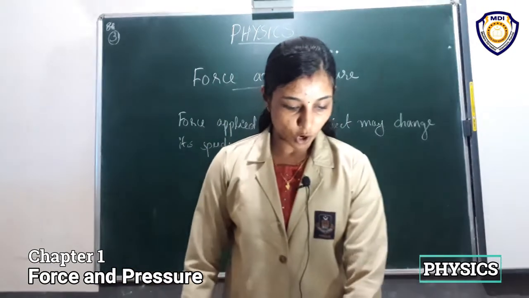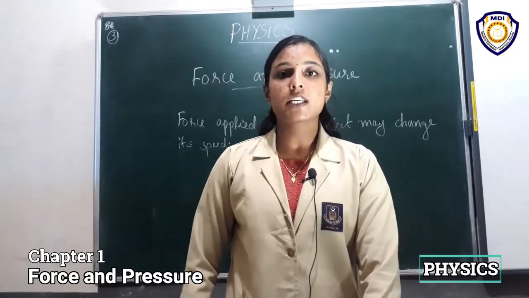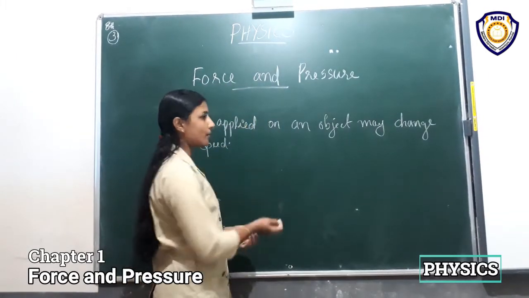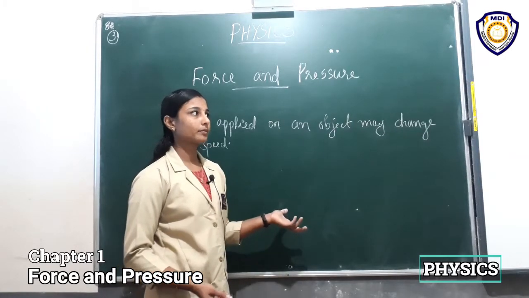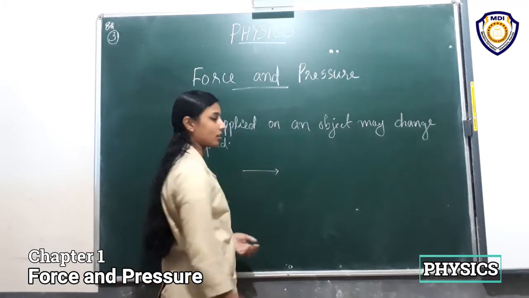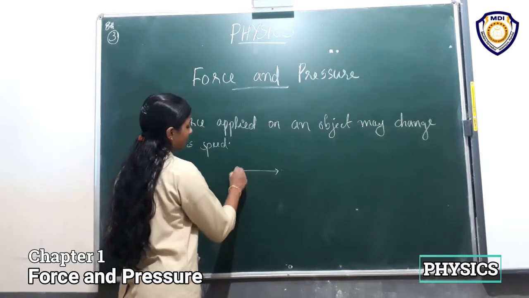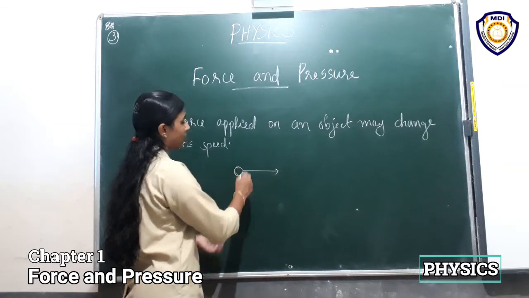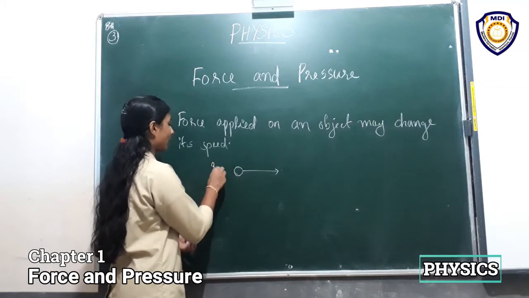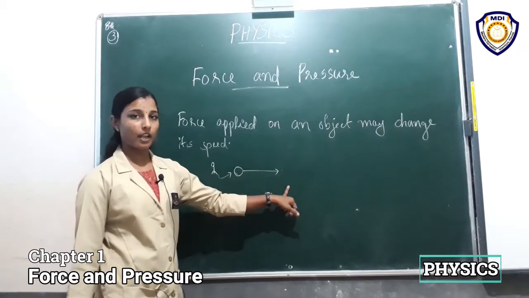If the force applied on the object is in the direction of motion, the speed of the object increases. That means, suppose a ball is moving in this direction, and it's moving somewhat slower in this direction, okay? Then one player kicks this ball in this direction also, right?